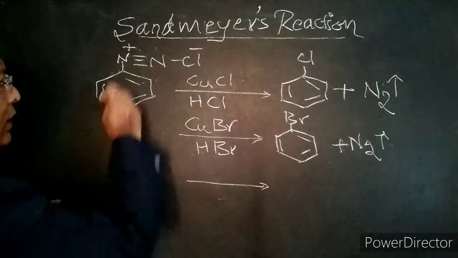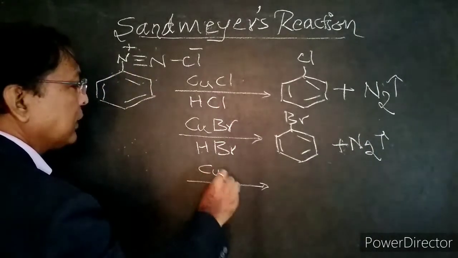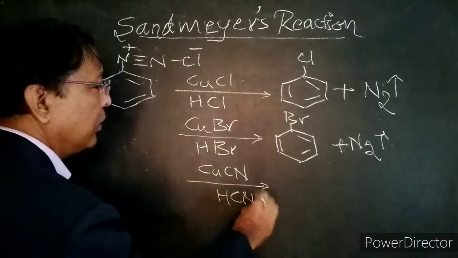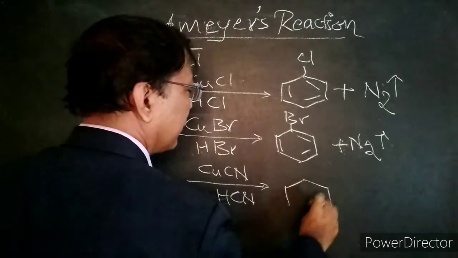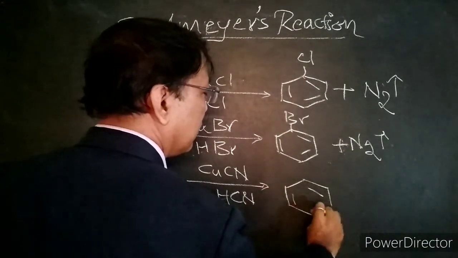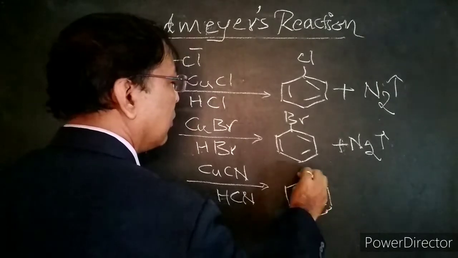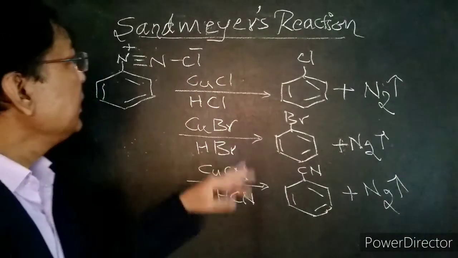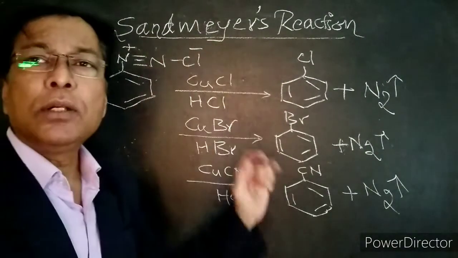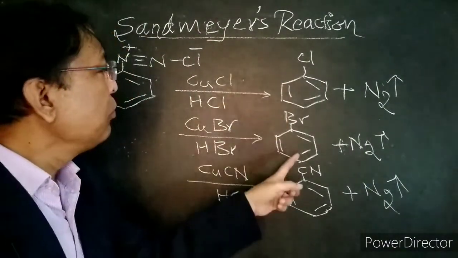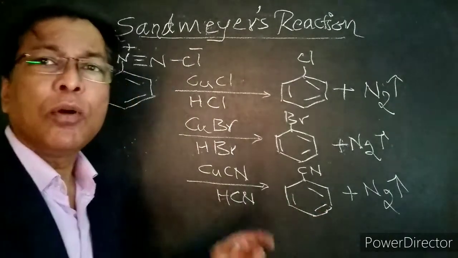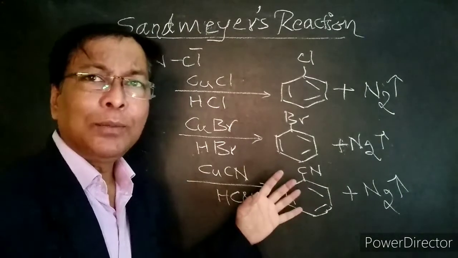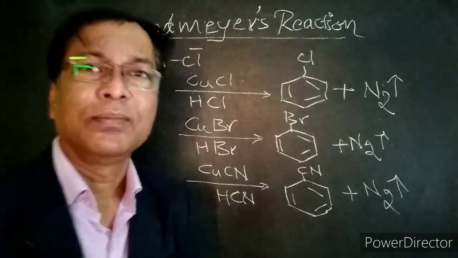And if we react diazonium chloride salt with cuprous cyanide in presence of hydrogen cyanide, we get cyanobenzene and nitrogen gas is evolved. In this way, from Sandmeyer's reaction, we can prepare chlorobenzene, bromobenzene and cyanobenzene from diazonium chloride salt. Now, let us see the mechanism of Sandmeyer's reaction.